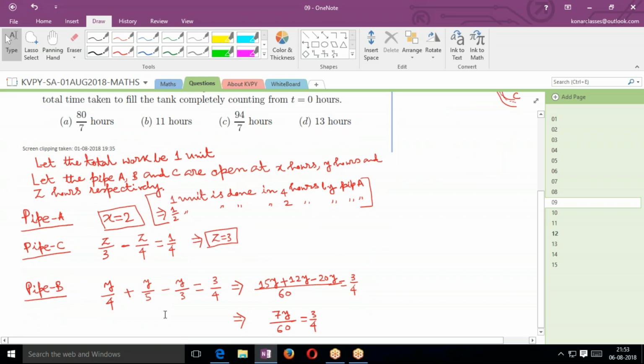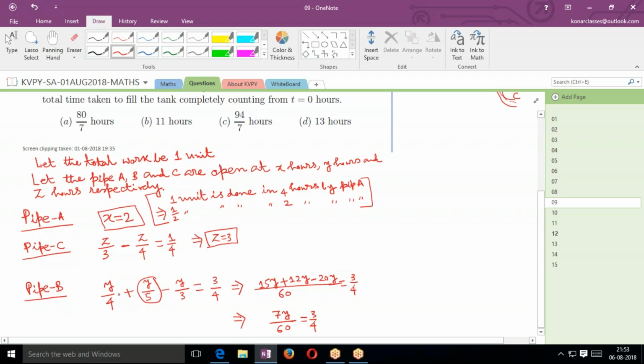Now it is a time instant of Y hours. So in Y hours, how much water will be poured by pipe A is Y by 5. That's why this Y by 5 is there.